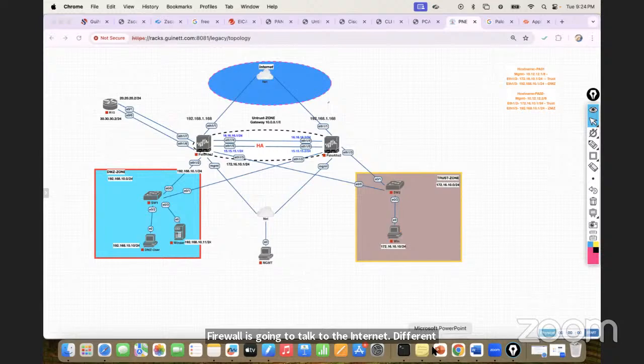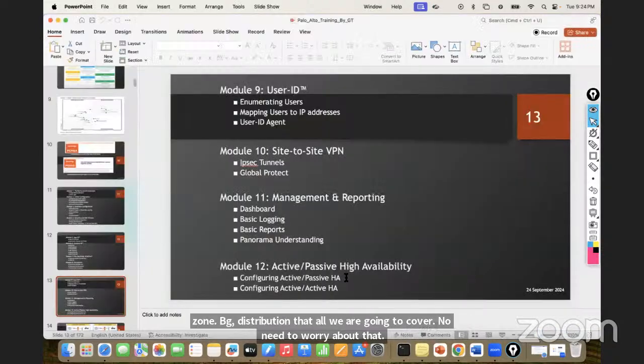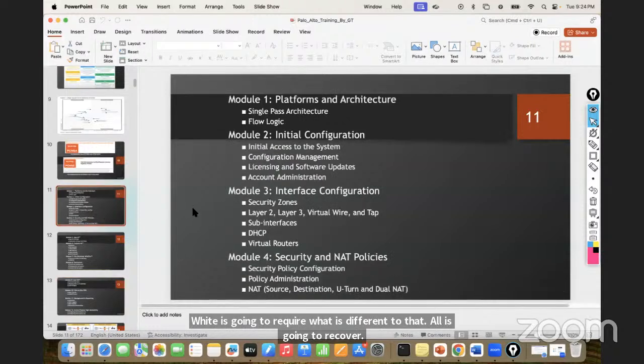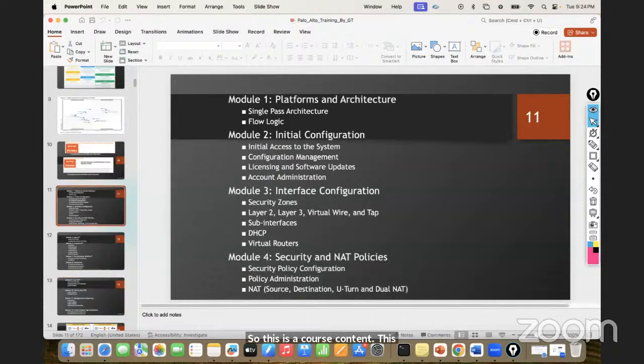So HA is active-passive. What it is going to require, what are the different use cases, that all is going to be covered. So this is the course content of this certification. Now you guys tell me if you have any question till here. Please let me know.